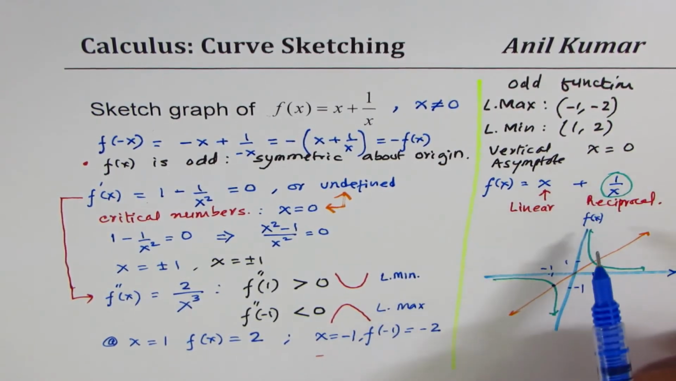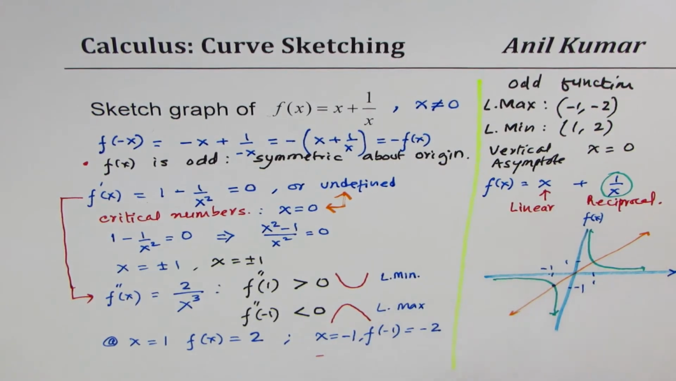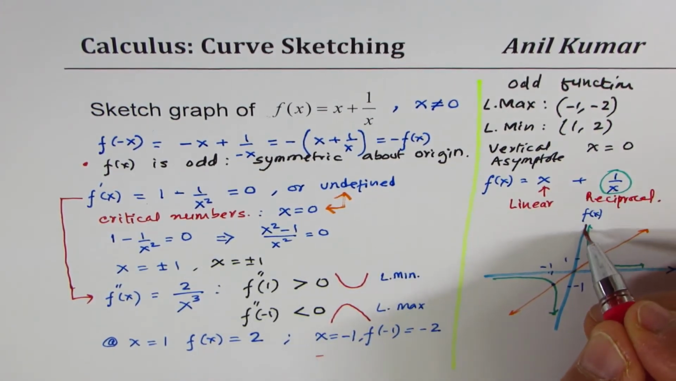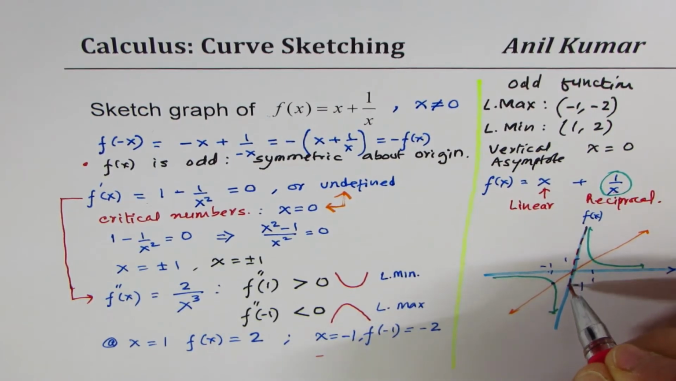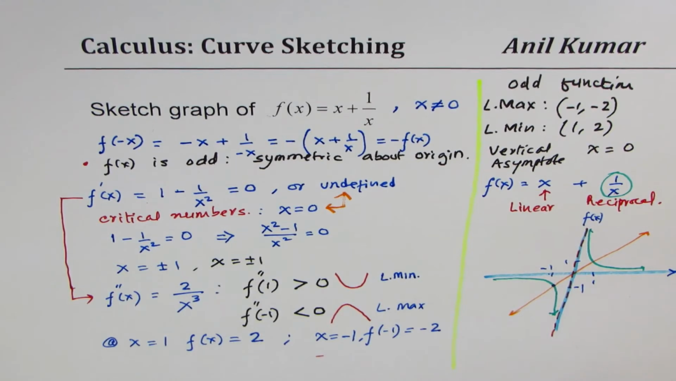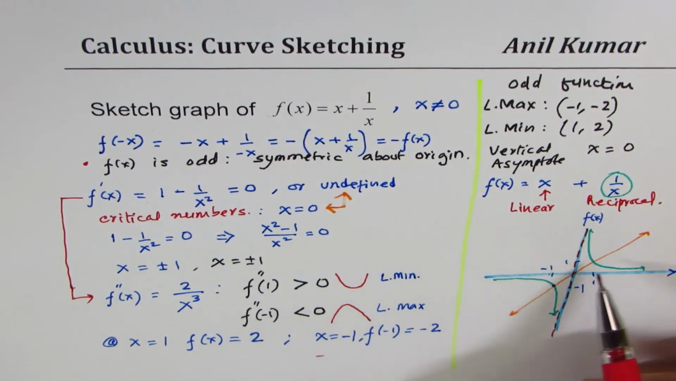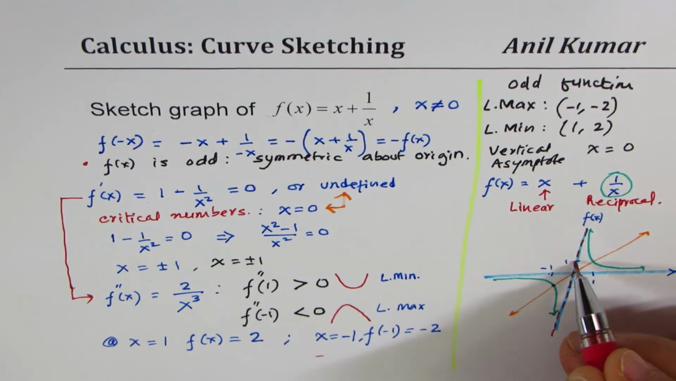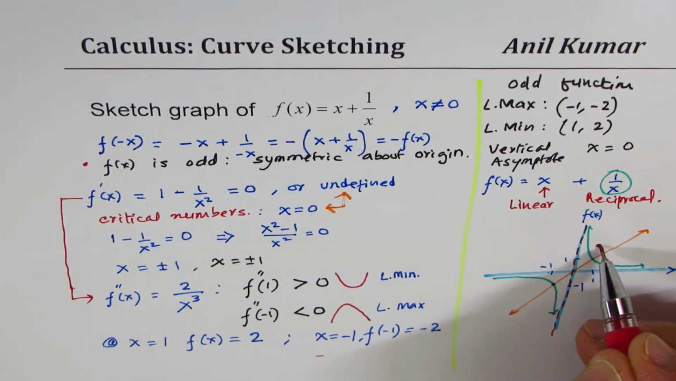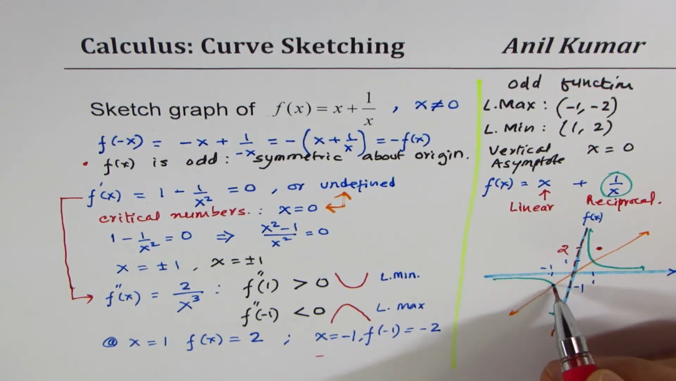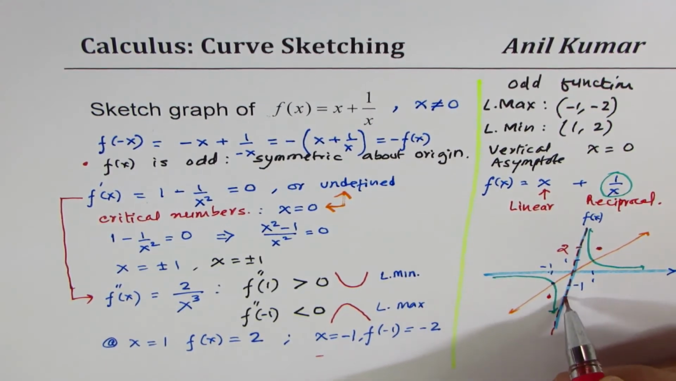We already have a vertical asymptote right at the center. So let me sketch that because of the denominator as a part of the reciprocal function. So this definitely is a part of our final result. When you combine these two, 1 plus 1 is 2, right? So we'll get this point shifted to 2. Minus 1 and minus 1 will give you minus 2. So we get a point at minus 2, right?